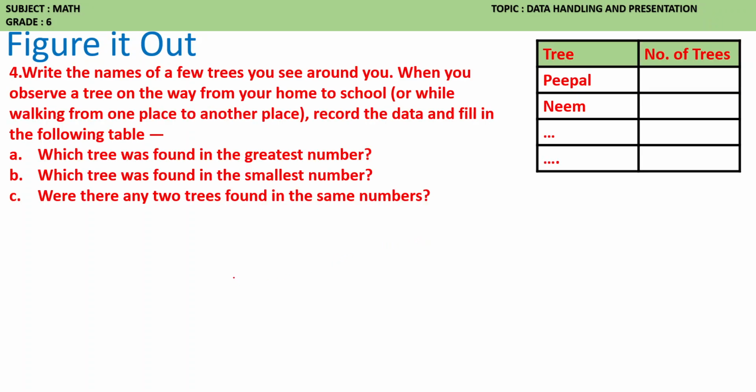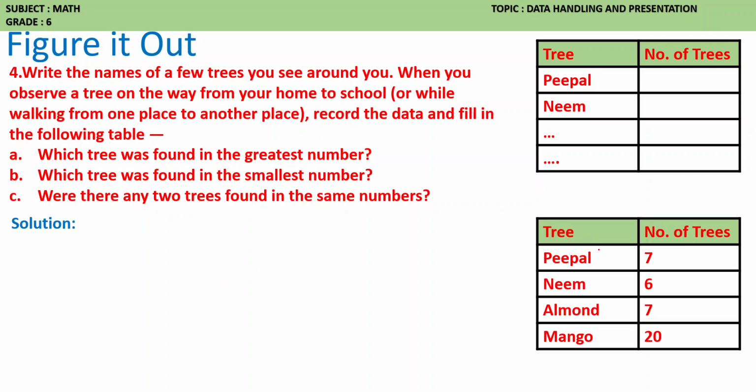Fourth question. Write the names of a few trees you see around you. When you observe trees on the way from your home to school or while walking from one place to another, record the data and fill in the following table. Which tree was found in the greatest number? Which tree was found in the smallest number? Were there any two trees found in the same numbers?